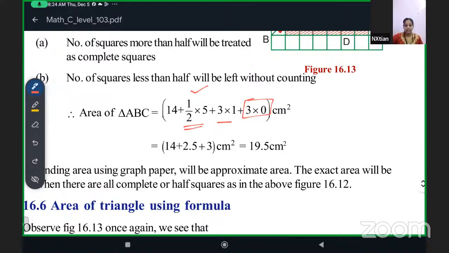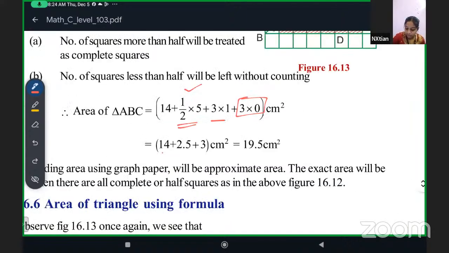14 plus half into 5 is 2.5, plus 3 into 1, that's 3. You add them up: 14, 2.5 and 3. You will get 19.5 centimeter square. 14, 15, 16, 17, 18, 19.5. Yes, 19.5 centimeter square. Yes, Abraham.